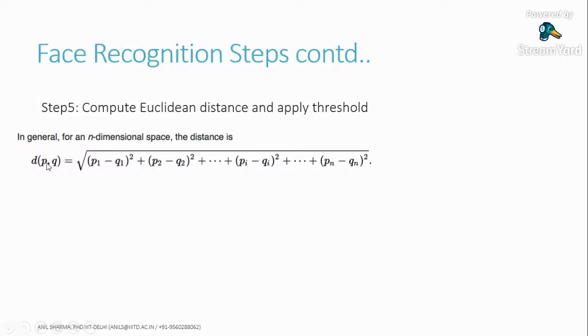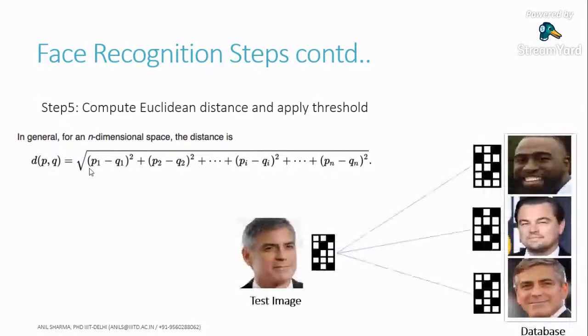Okay, so this is the Euclidean distance that we highly commonly use in machine learning. It can be used for n-dimensional vectors. We will be using this Euclidean distance in our case, and we will compute it for all the combinations. For example, we'll compute the Euclidean distance between the test image and all the known faces.